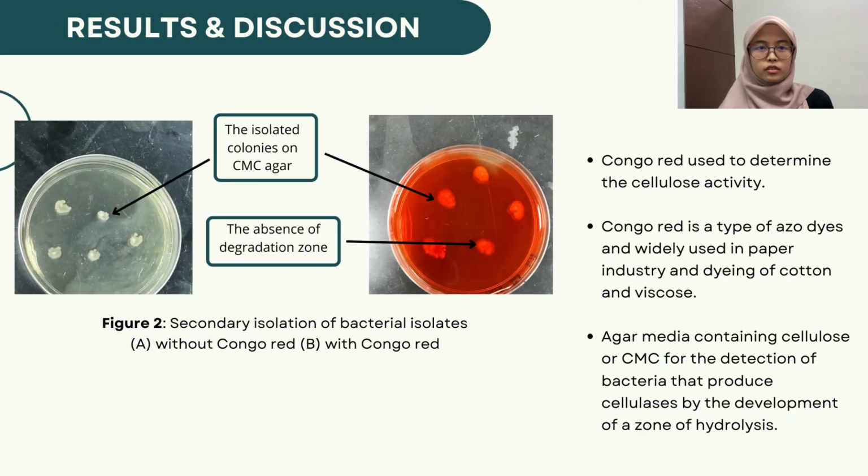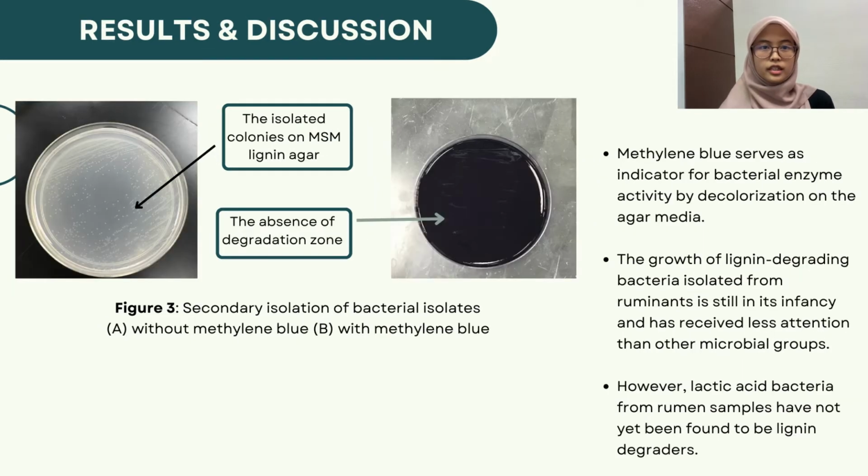Next, Congo red was used on CMC agar to determine the cellulose activity by degradation zone. The absence of a degradation zone indicates lactic acid bacteria from rumen sample did not produce cellulase, as shown in figure 2b. Lignin activity was screened with methylene blue, and the absence of a degradation zone as in figure 3b showed that lactic acid bacteria from rumen sample were not lignin degraders and have not been reported yet.